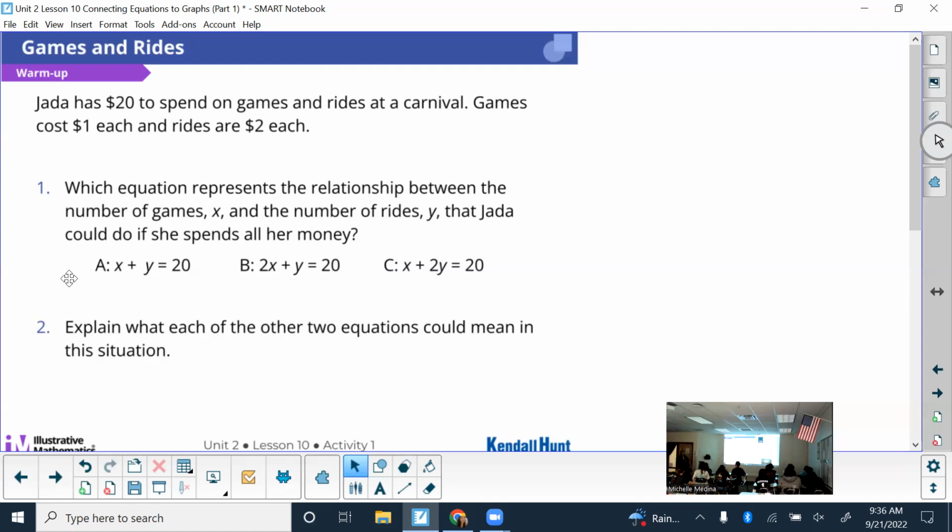Raise your hand if you think it's equation B. Raise your hand if you think it is equation C. All right, so more hands on the C. Definitely need to get some more participation in. But yes, equation C is correct out of the three.